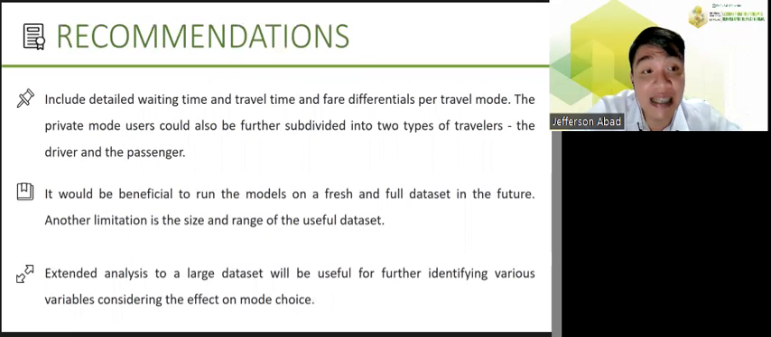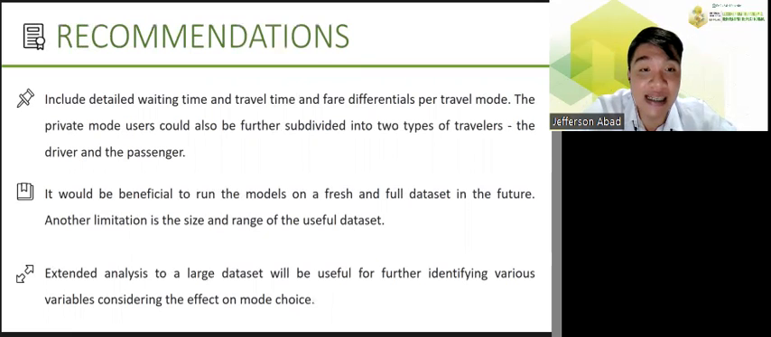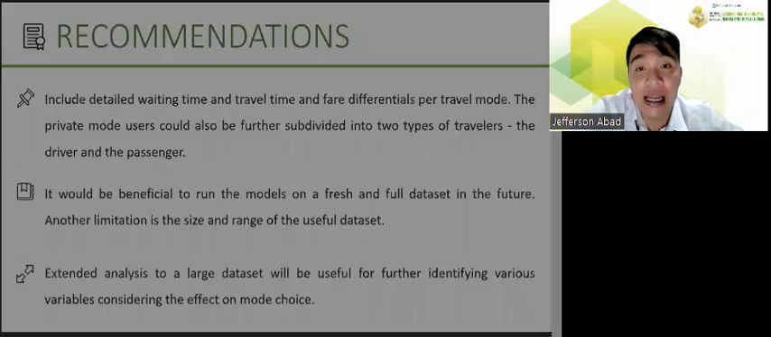Another limitation is the size and range of the useful dataset. In the filtering process, as you can remember, several trips had to be discarded because of some missing information. As future research, extended analysis on a larger dataset will be useful for further identifying various variables considering the effect on mode choice. Overall, the study provided promising insights into the mode choice behavior of the travelers from Tubungan, Iloilo.